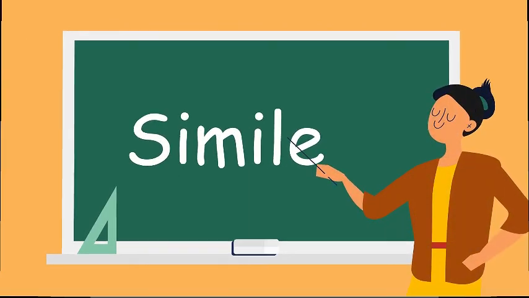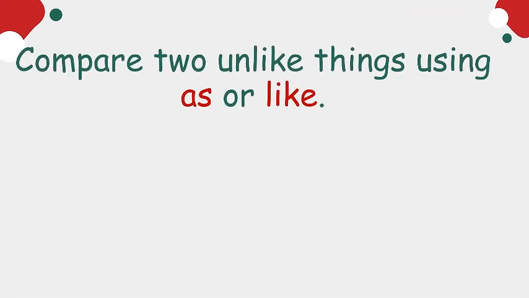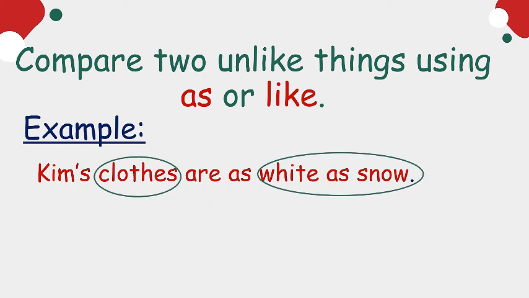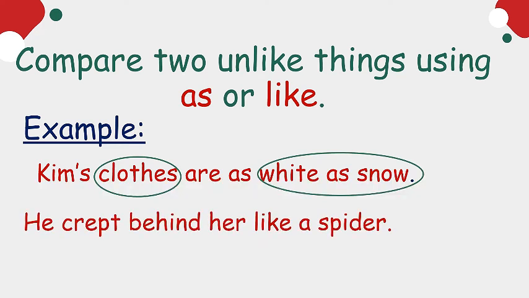Simile. Similes compare two unlike things using as or like. Example: Kim's clothes are as white as snow. We're comparing the color of Kim's clothes to that of snow. They're very, very white. He crept behind her like a spider. Again, we're comparing how he crept to that of how a spider creeps.